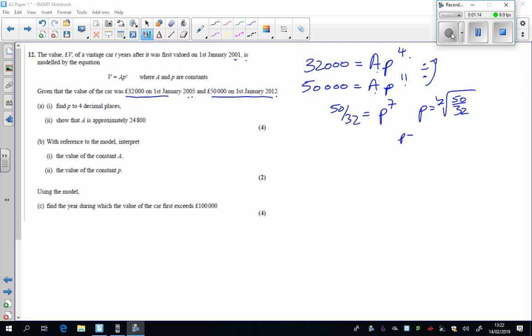And I work that out to be 1.065831, and I'd write all of that to start with, because then it says round it to 4 decimal places. So there it is to 4 decimal places.